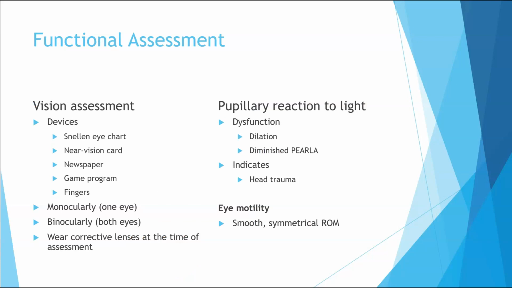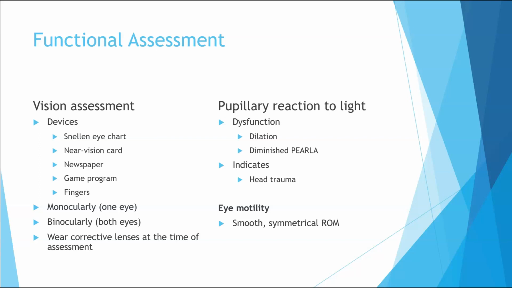Okay, vision assessment. We've talked about a Snellen eye chart. Sometimes there'll be a near vision card that you might be able to carry with you. Newspaper, that's kind of funny, right? Nobody really carries a newspaper, but you can always pull out your phone, and they have different apps that can help you determine their visual acuity assessment.